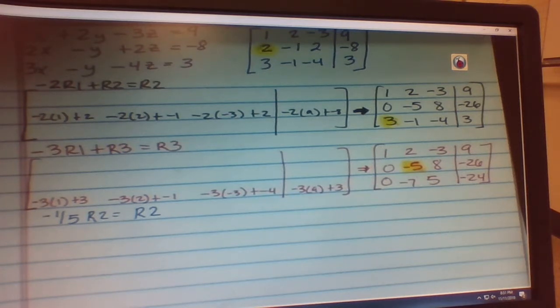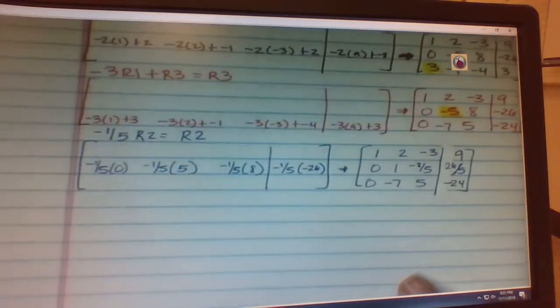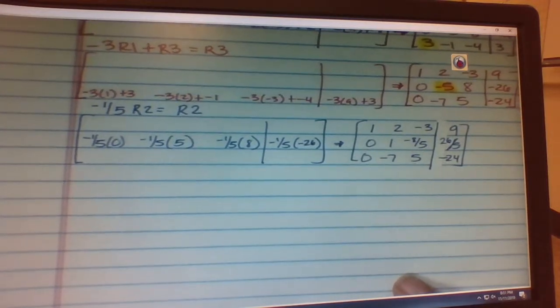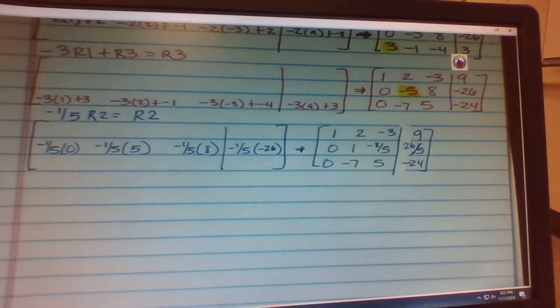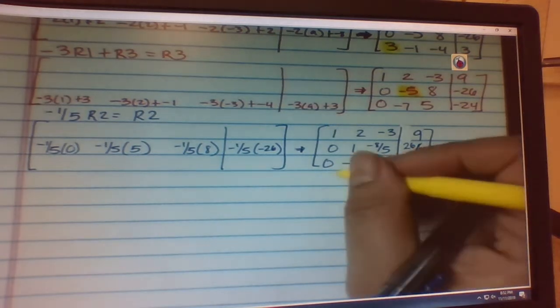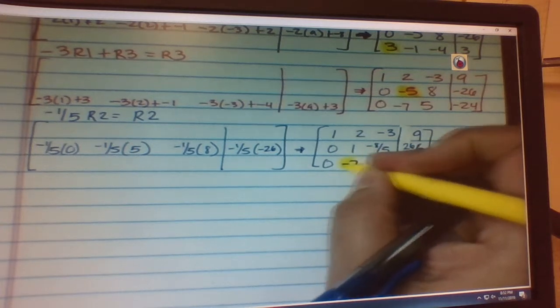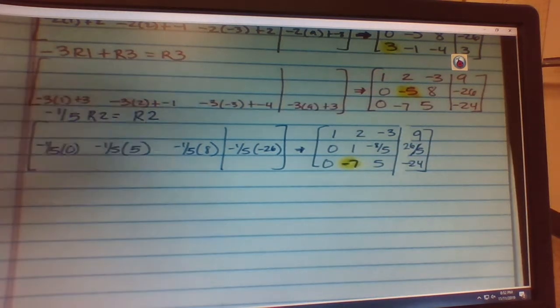All right, so we're there, I'm hoping. Next thing is we make who a who? The negative 7 is 0. The negative 7 is 0. So do the little math equation that you think it would be.